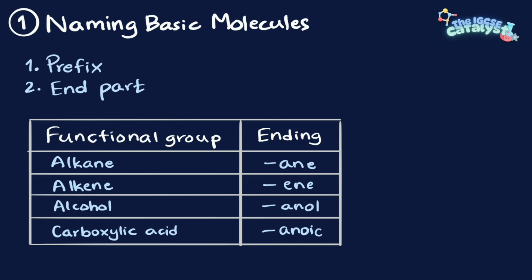For alcohols, there will be an OH group and the suffix will be -anol. For carboxylic acids, the ending will be -anoic acid, as in methanoic acid, ethanoic acid.